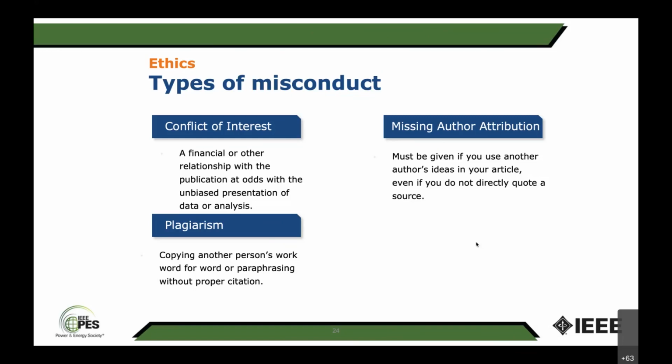Manufacturers fund research in universities and medical research, and they get some good results, and they say, well, because the company has a good drug, I got good results. Don't talk like this, number one. That's what we call conflict of interest. Next, plagiarism. Copying another person's work, word for word, without proper citation. Don't do that. Missing author attribution. What does it mean?